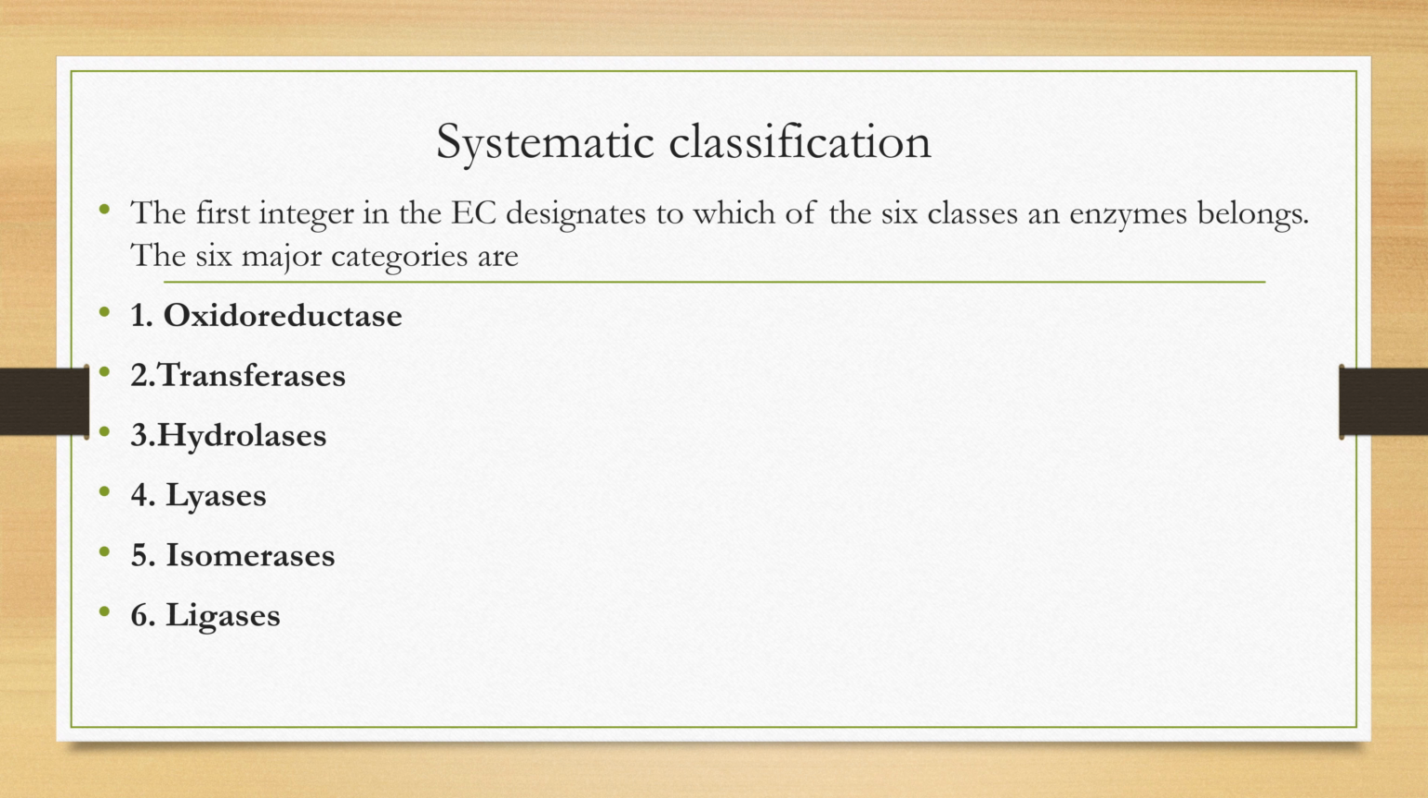Transferases are the group of enzymes which catalyze transfer of a group from one molecule to another, like transcarboxylase, transmethylase, transaminase. These come under transferase. Hydrolases are the enzymes which catalyze hydrolysis, especially your esterase, phosphatase, peptidase. These come under hydrolases.